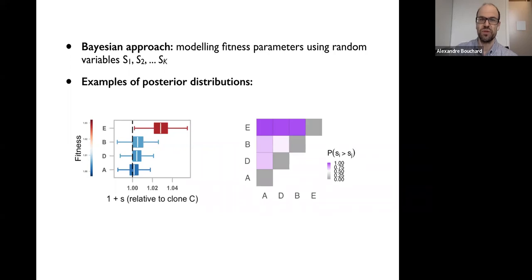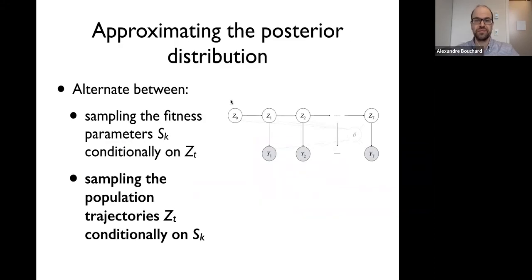So this is conceptually what we get out of this. Let me give you a bit more detail on how computationally we actually get these posterior distributions, because that matters. Often a lot of the challenge in modern Bayesian analysis is in the computational part. At a high level, we're going to alternate between sampling the fitness parameters, which are these global parameters in theta, more precisely s_k, conditionally on the z_k.